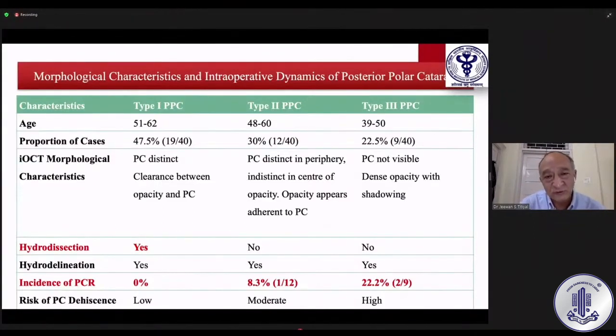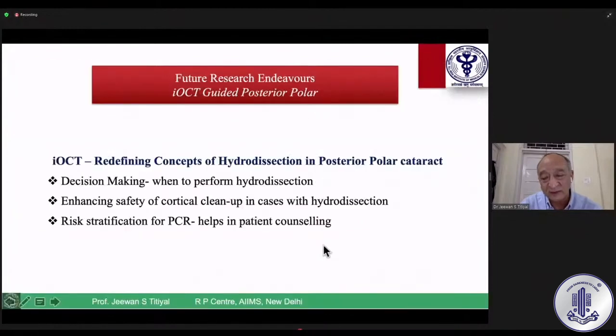Type 2 and type 3 will have a higher chance of posterior capsular dehiscence happening, which is true in our series also. With type 1, hardly anything, everything is normal as such. The IOCT will give you a customization for what type of hydro procedure you have to do and what type of nucleotomy pattern you have to do. Type 3 is a slightly harder nucleus. You may have to do proper nucleotomy techniques, while type 1 is a softer cataract. You can do a routine chip and flip technique also.